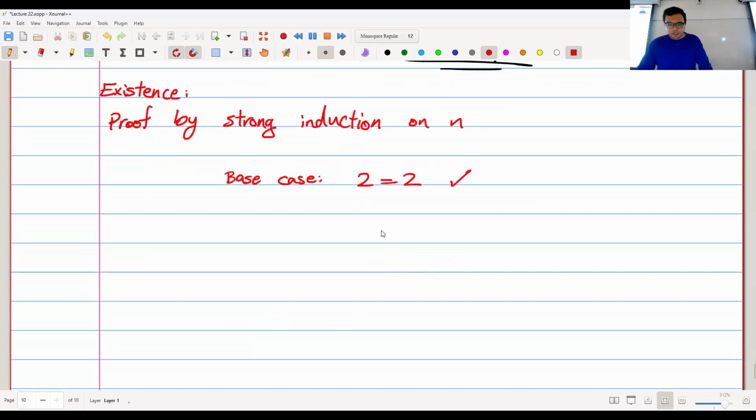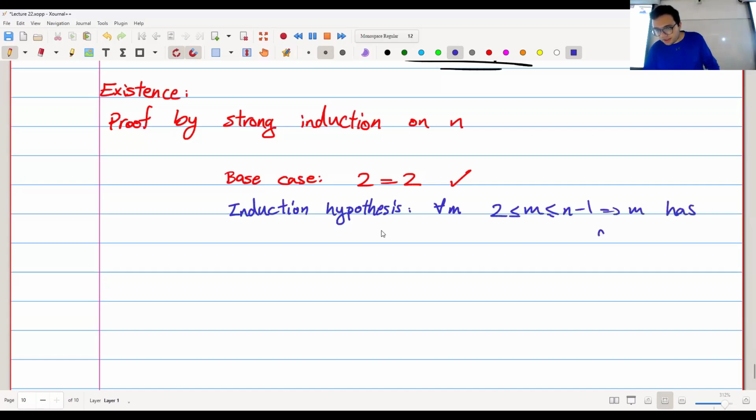Now consider the number n, and suppose that every number smaller than n has a prime factorization. That's my induction hypothesis, that any number between 2 and n has a prime factorization. Again, 1 is a very special case, and we don't even talk about 0. So the induction hypothesis says that for every m, if m is between 2 and n minus 1, then m has a prime factorization.